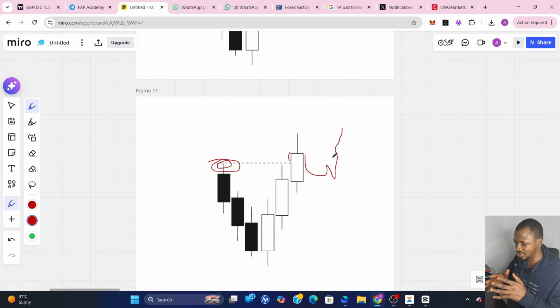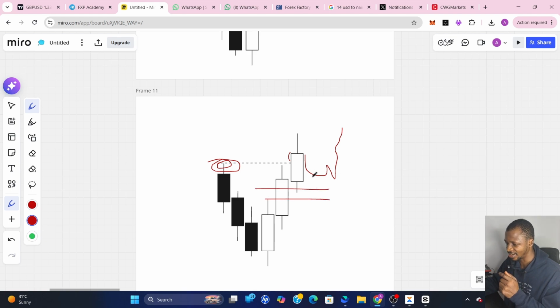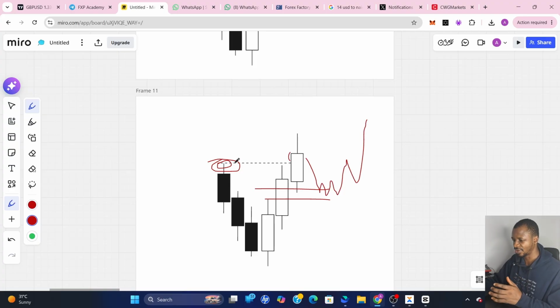Majority of the time it becomes a break of structure, and once the market retraces to maybe a fair value gap like this, you will see the market moving aggressively towards the upside. You see the market tapping into this fair value gap, and boom, it will continue towards the upside. So this type of liquidity sweep, you don't want to take it with your whole heart. You want to take it with a pinch of salt.